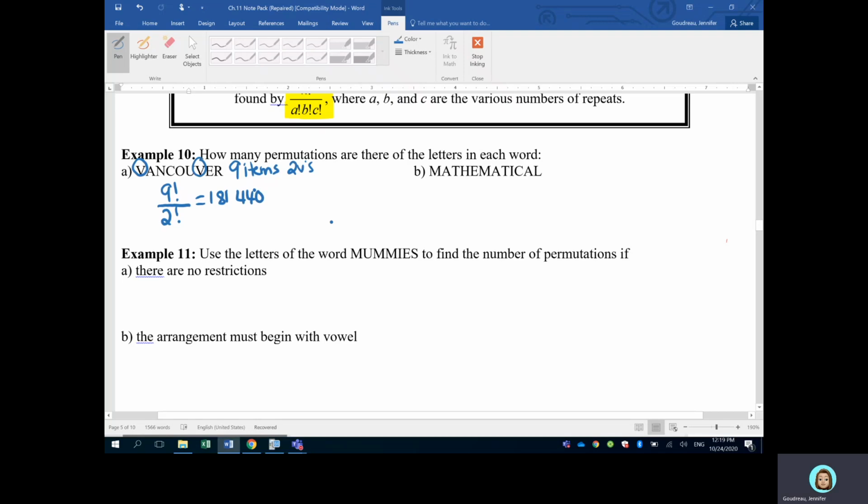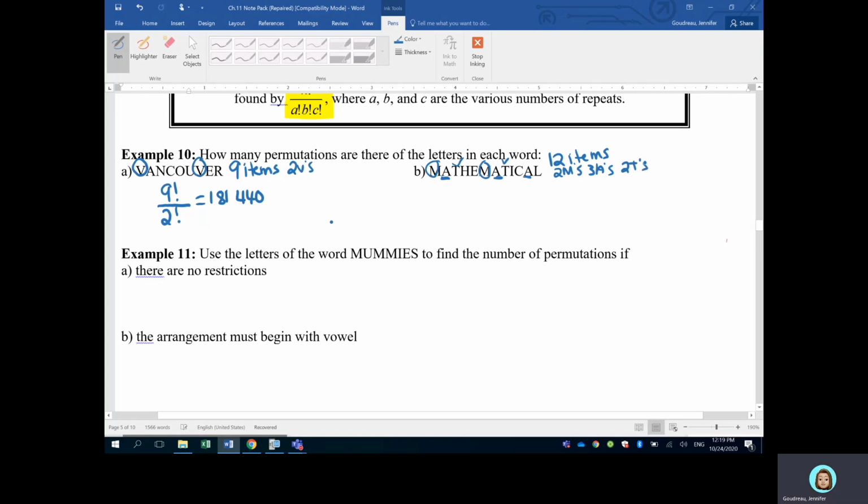Part B, we have the letters in the word mathematical, counting up the number of letters we have here, 1, 2, 3, 4, 5, 6, 7, 8, 9, 10, 11, 12 items here. And check to see if we have any repetitions, and we have a few here. I can see we have 2 M's. I can see we have 3 A's. And we also have 2 T's.